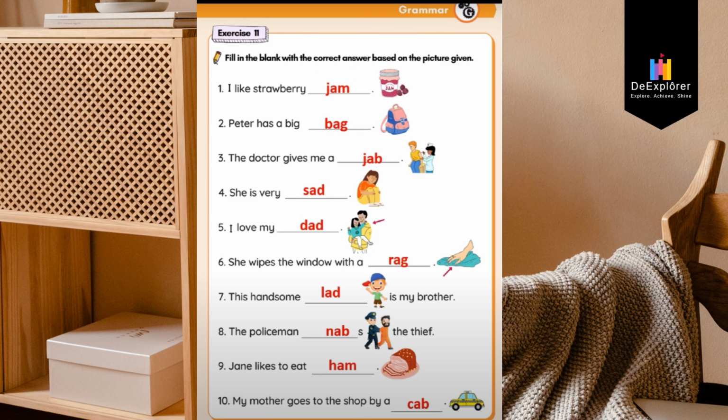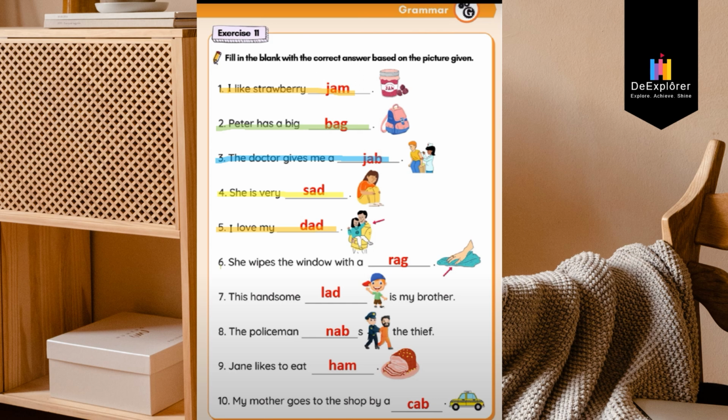Okay, look at number 1. I like strawberry jam. Number 2. Peter has a big bag. Number 3. The doctor gives me a jab. Number 4. She is very sad. Number 5. I love my dad.